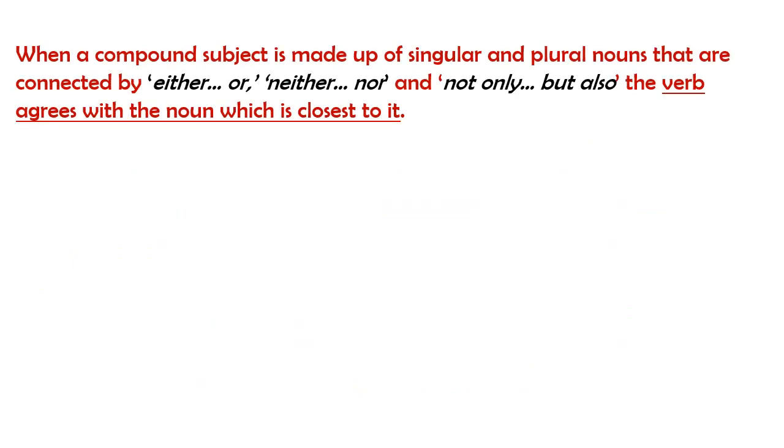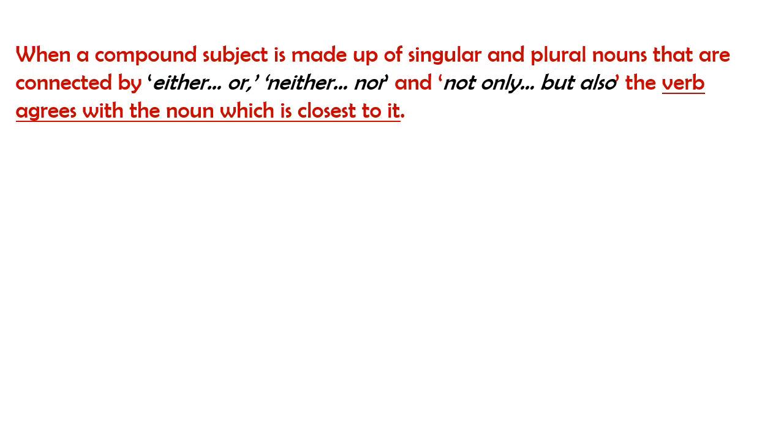As we learned already, compound subjects are made up of more than one noun connected by a conjunction. We just saw which verb we should use if 2 nouns are connected with the conjunction and. Now we are going to learn about 3 more conjunctions. They are either or, neither nor and not only but also.